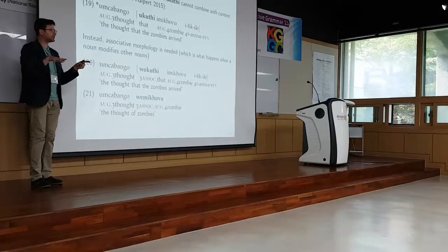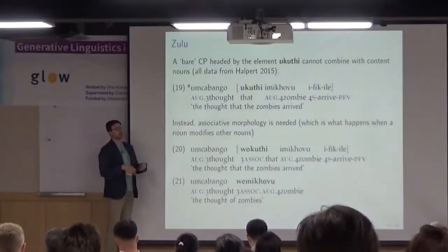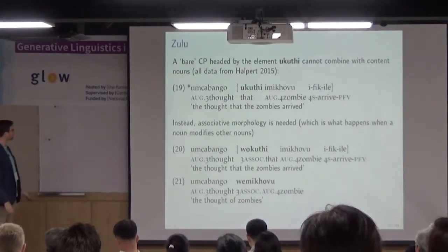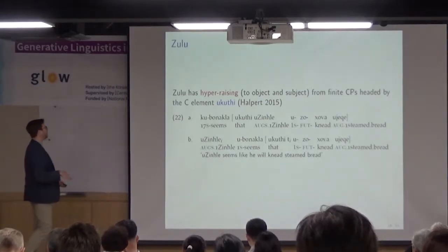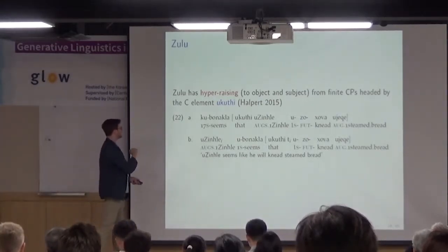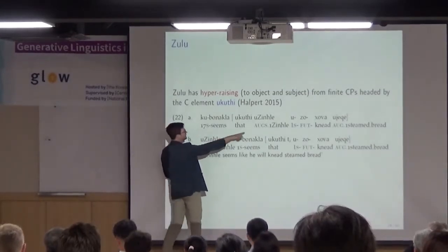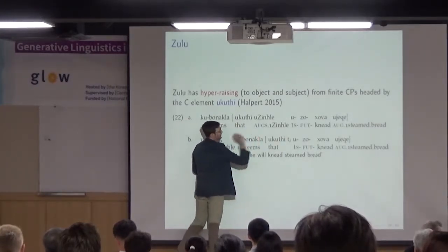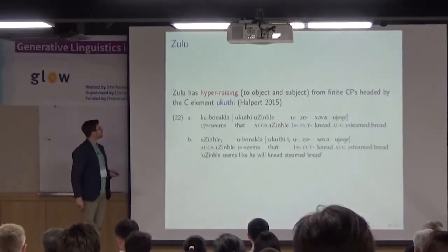You've got to do some work to make it a predicate. Not like English, right? English that-clauses, you don't need to do any work to make them modify nouns. But these guys, just like Korean and Japanese, you've got to do a little work to get them to combine with nouns. And you can guess what the correlative fact is here. Zulu allows hyper-raising from just these clauses. So it's got raising to object and subject. Here's a raising to subject. Here it can stay in situ, seems that's that complementizer. Jinlei needed the bread, but you can also get Jinlei seems like he needed the bread.